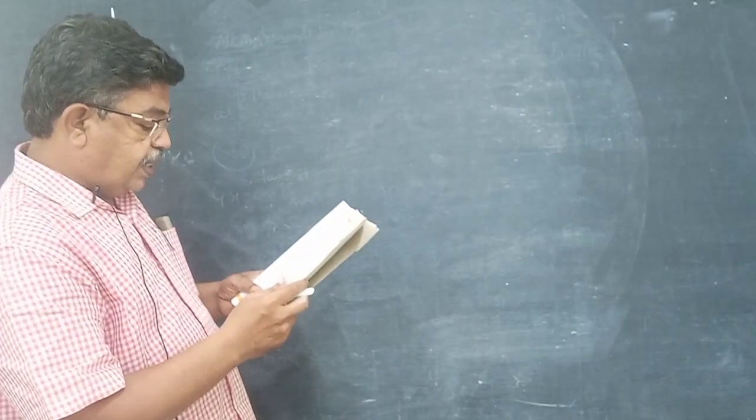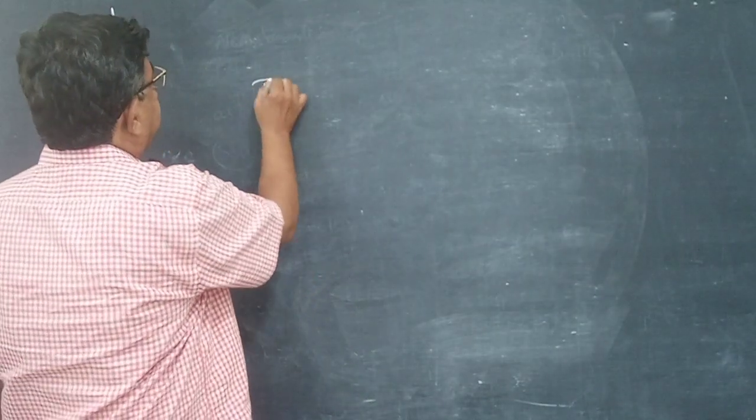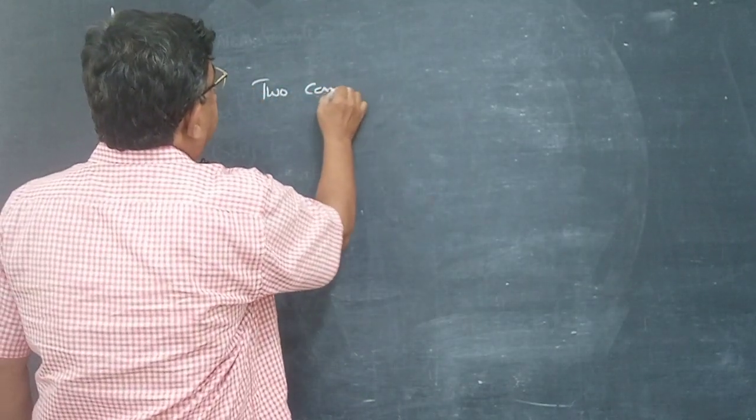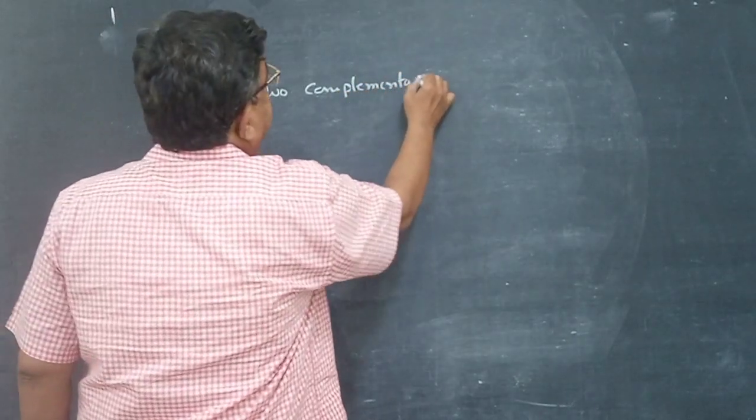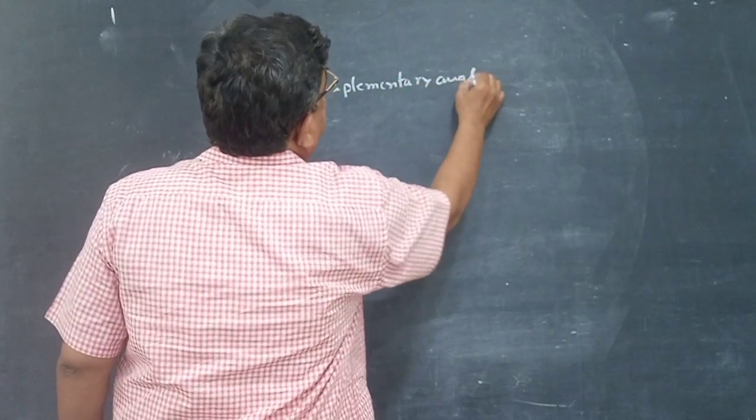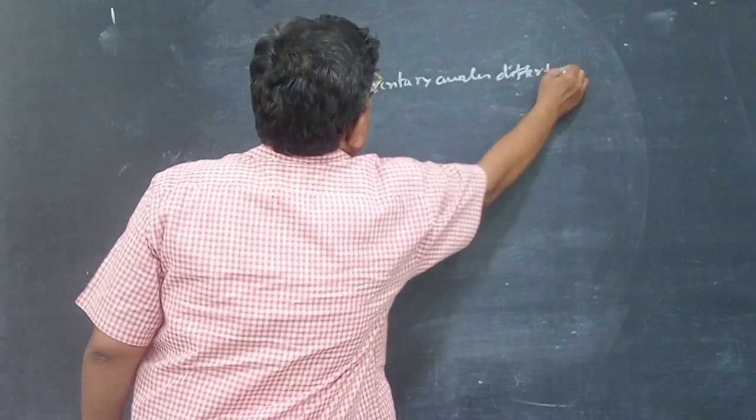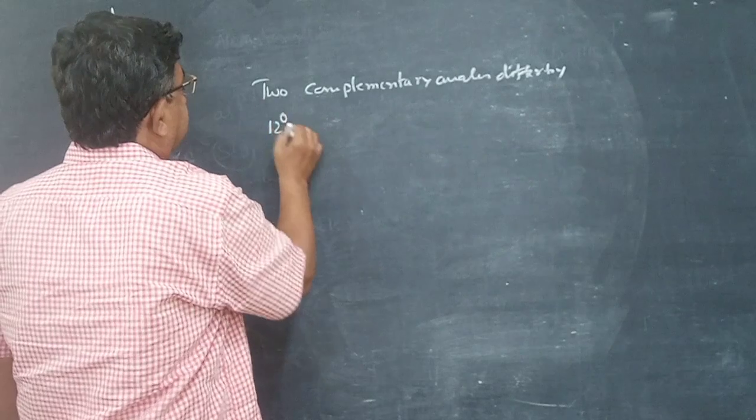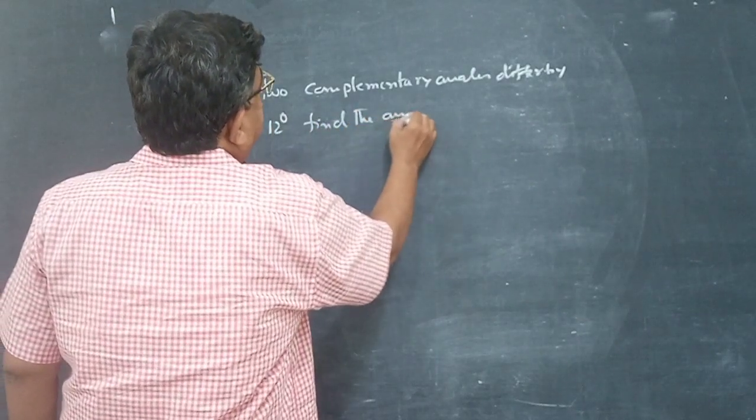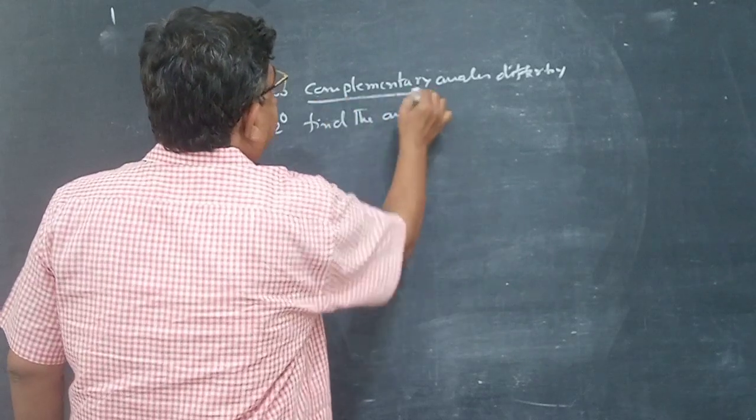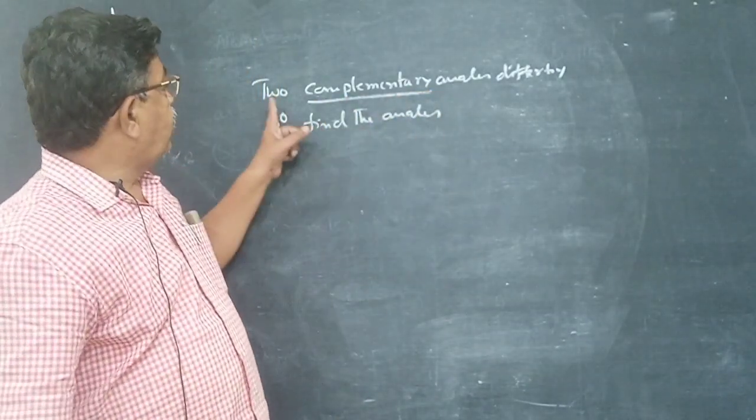Two complementary angles differ by 12 degrees. Find the angles. Complementary angles means the sum of the angles is equal to 90 degrees. How many complementary angles do you want to take?